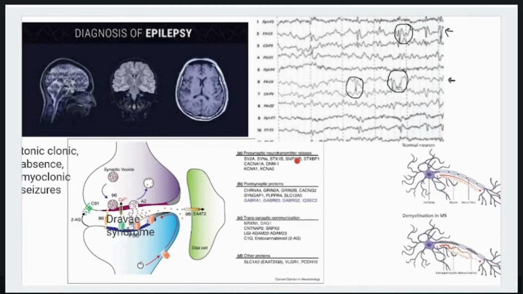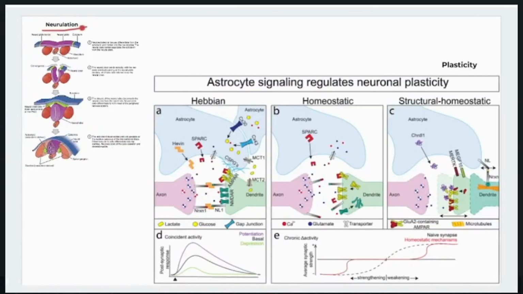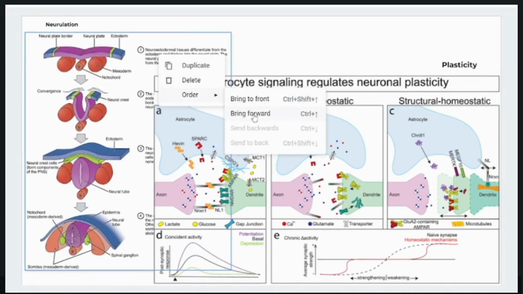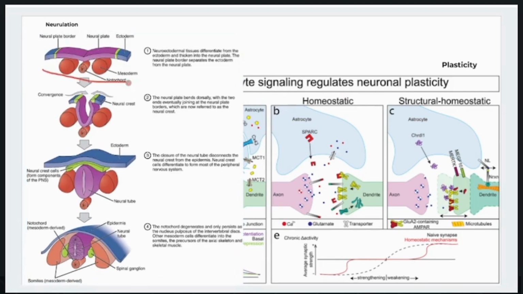Now, kicking off the process of neuronal development, we start with neurulation. Neurulation is the initial step in the formation of the central nervous system, starting in the third week of embryonic development. The process begins with the formation of the neural plate, a thickened layer of ectodermal cells on the dorsal side of the embryo. Induced by signals from the notochord and surrounding mesoderm, the neural plate undergoes shaping and folding to create the neural groove flanked by the neural folds.